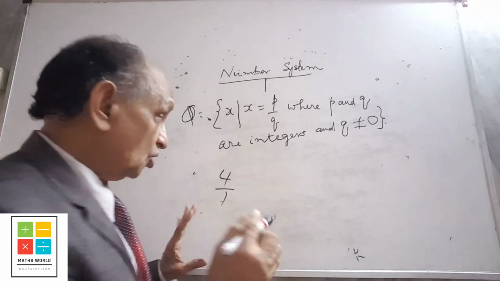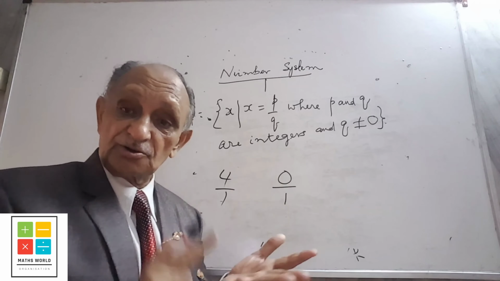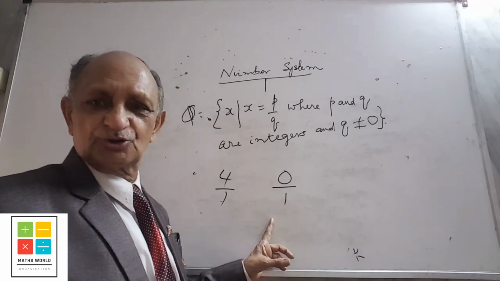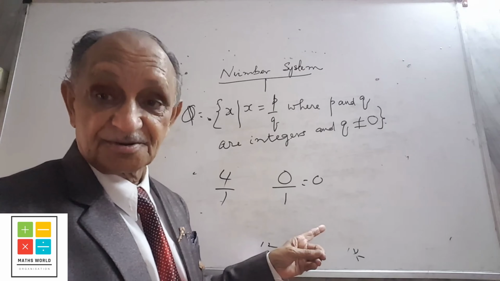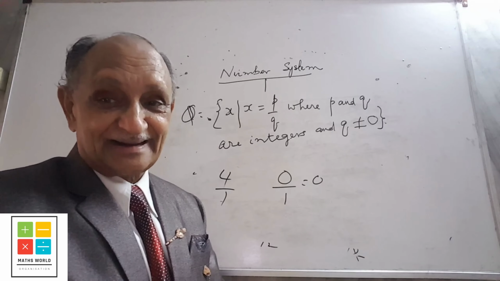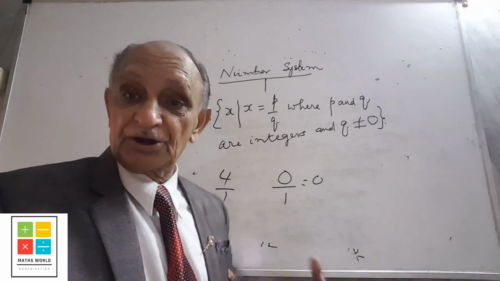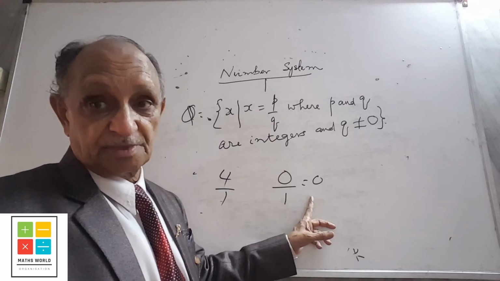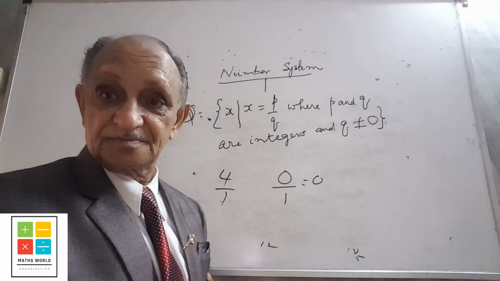All whole numbers, for example 0, can be written as 0 by 1. 0 is an integer, 1 is an integer, 1 is not equal to 0. So this is a rational number, 0 by 1. 0 by 1 may be 0, but it is a rational number, because you can write it as 0 by 1. 1 by 0 you can't write, because 1 by 0 is infinity. Any number divided by 0 is infinity, that is not allowed. So here 0 by 1 you can write 0. So whole numbers are also rational numbers.